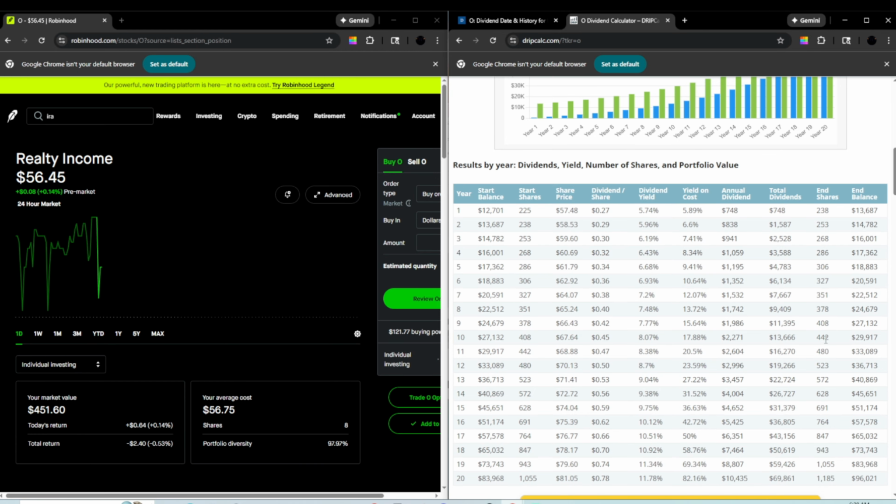Once we get past the 10-year mark, that's when it starts jumping. It goes even higher and higher. And then after 20 years, we have 1,185 shares at a dividend of 78 cents per share. Now we can stop the drip and then just pocket or put that into our account.